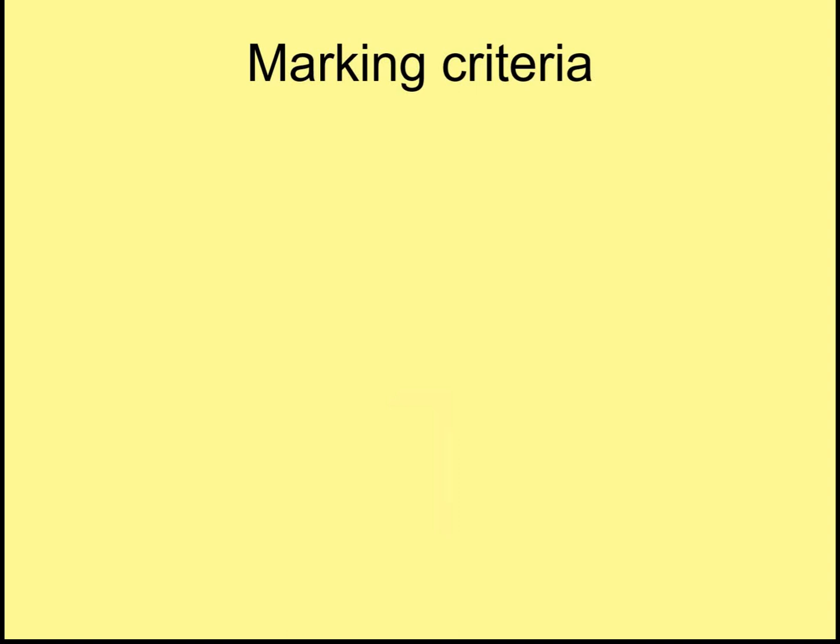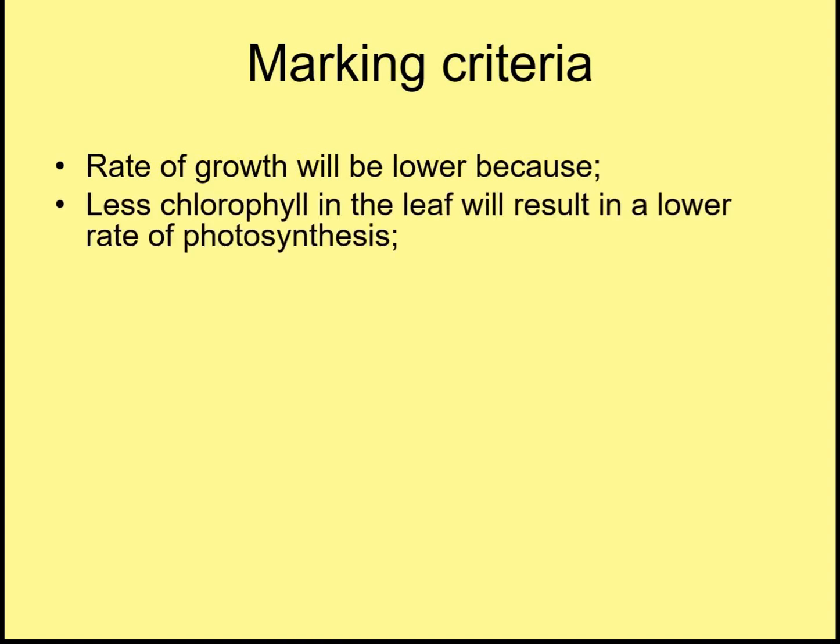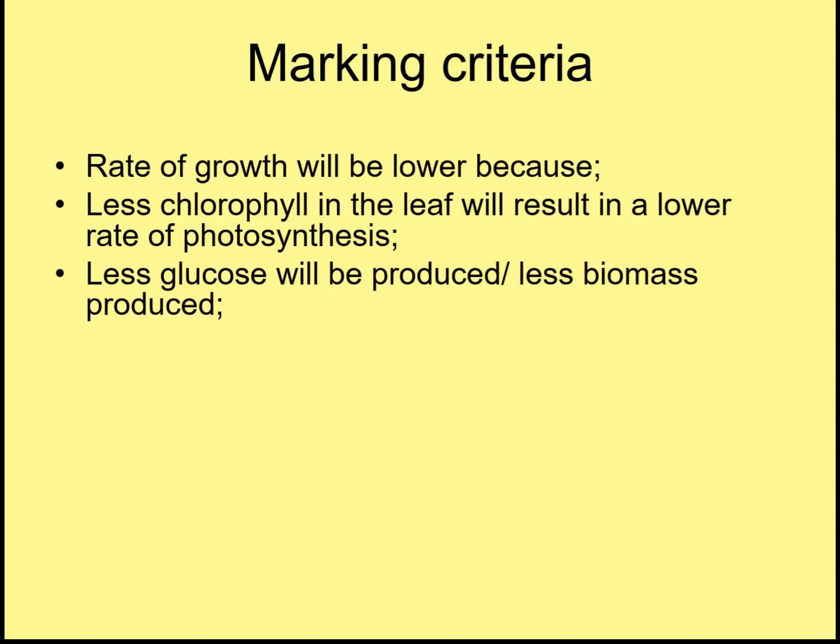So, key thing, you'd expect the rate of growth to be lower because, and there's no mark for that, because it's really the explanation we want. There's less chlorophyll in the leaf, so we'll have a lower rate of photosynthesis, and you could put a comment here as well, because less light can be absorbed, and that'd be worth commenting on too. The consequence is less glucose is going to be produced. So you're not making as much biomass. Biomass, remember, is a mass of living things. Okay, so it links into your ecology work you did in year 9 as well.